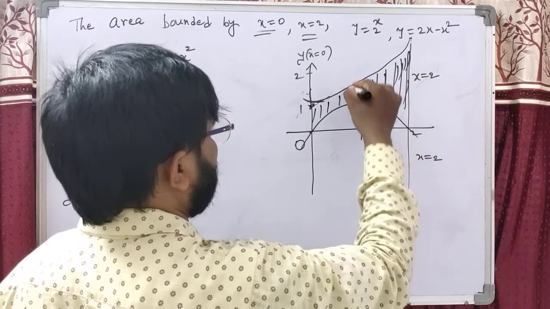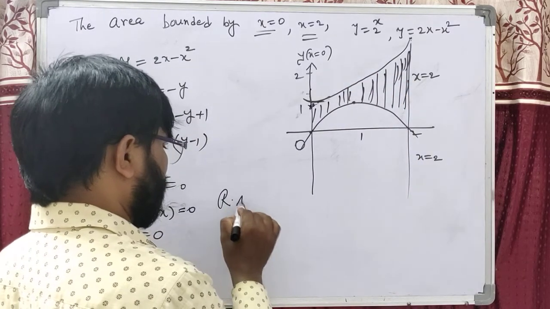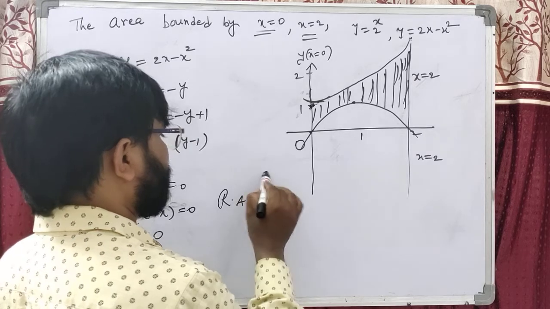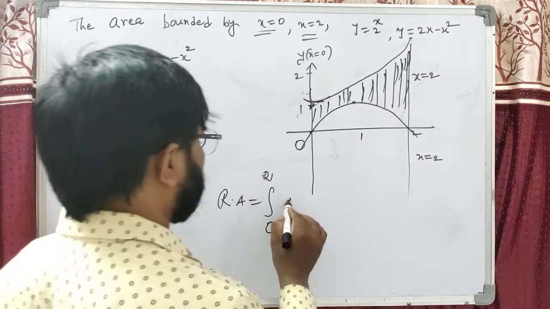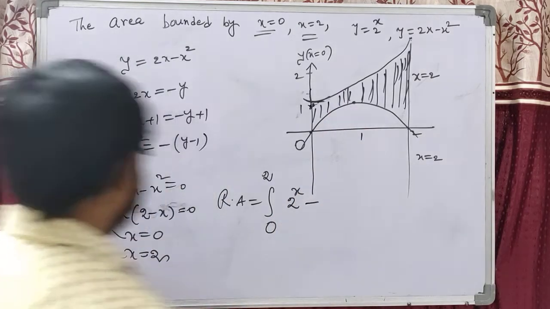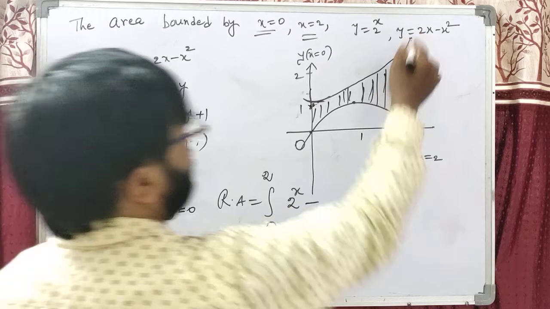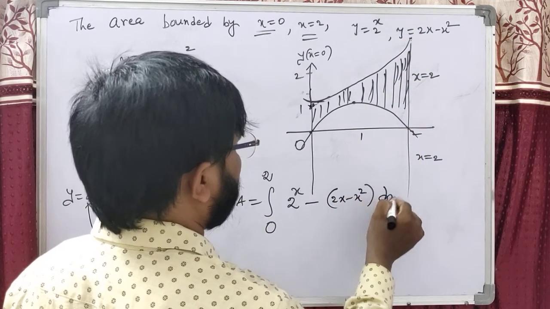This is the region. How to find, students, the required area? The limits are given, 0 to 2. The upper curve is 2 power x students. Now the other one, y is given as 2x minus x square, whole of dx.